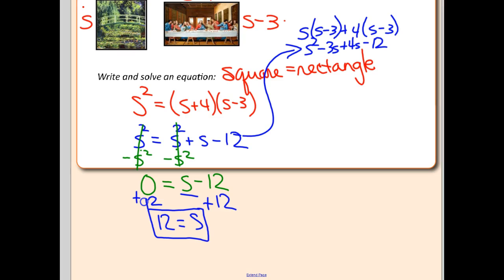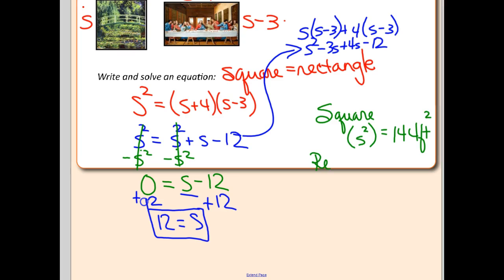Now, we solved the equation that we had, but now let's make sure that we answer the question. And if you remember, the question was, what is the area of each? So if I'm looking at the square, okay, we said s is 12, so the area of a square is s squared. So 12 squared is 144. And then what was our unit there? It was feet, so 144 feet squared.